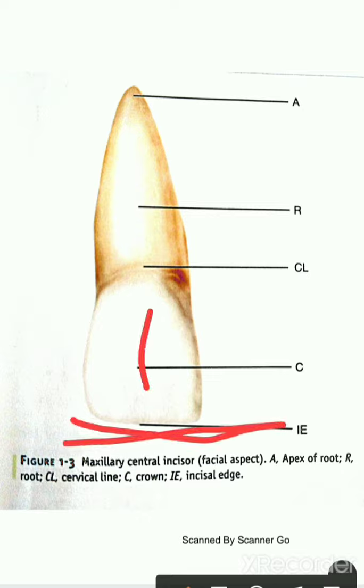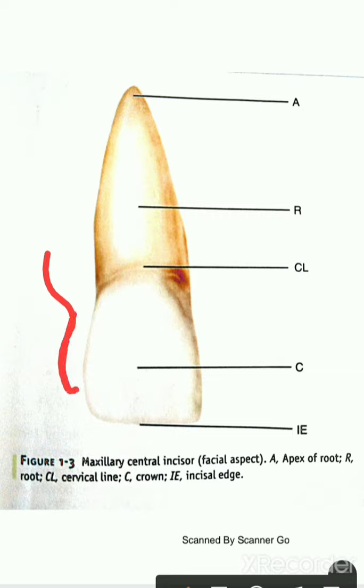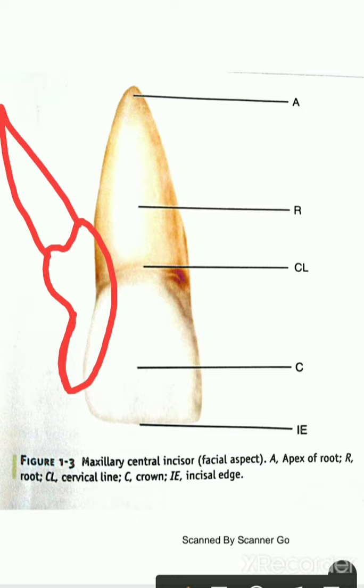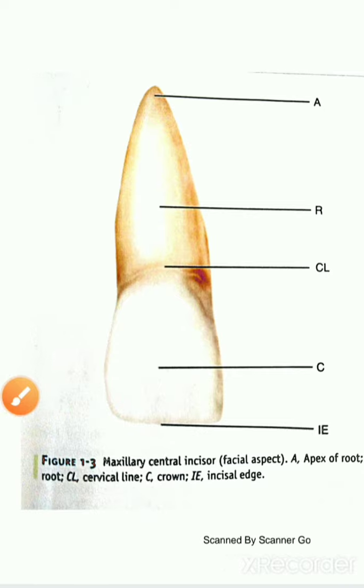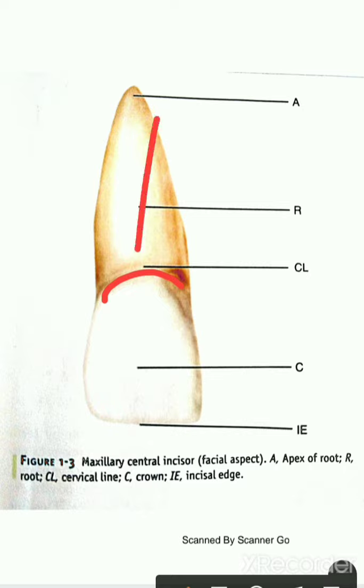This will be the labial surface, and the face which is towards the tongue usually has a cingulum. This will be the lingual. And this is the CEJ, which is also known as the cervical line, and this is the root part. These are the basic parts of the anterior teeth.